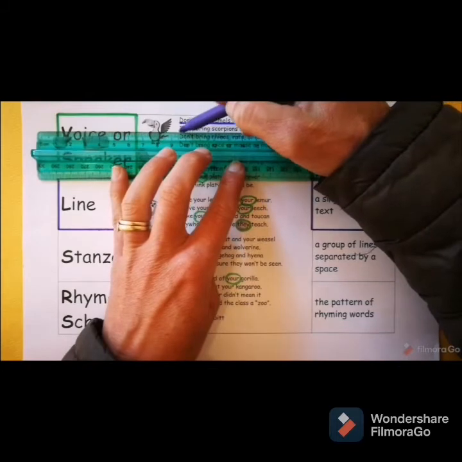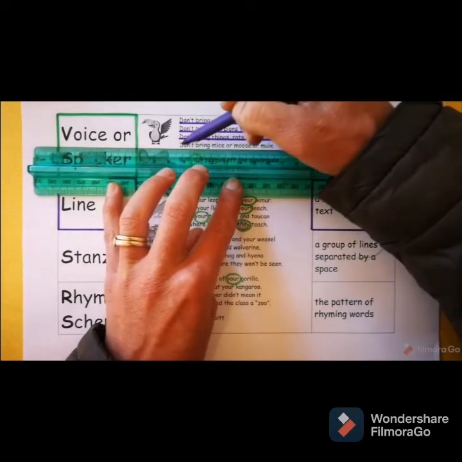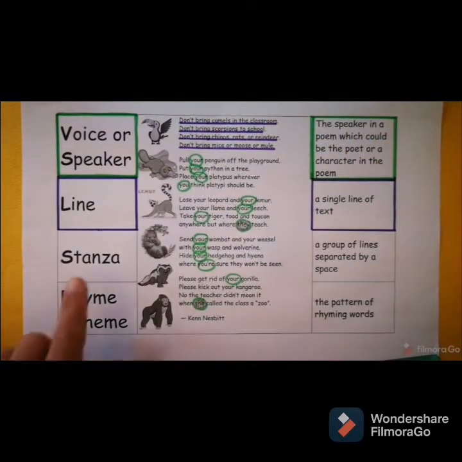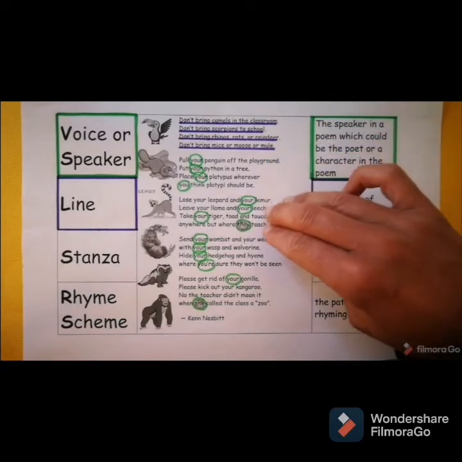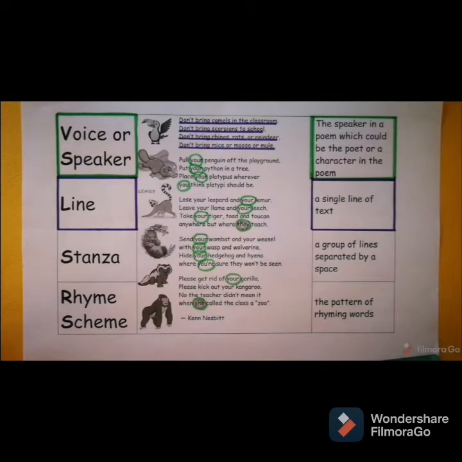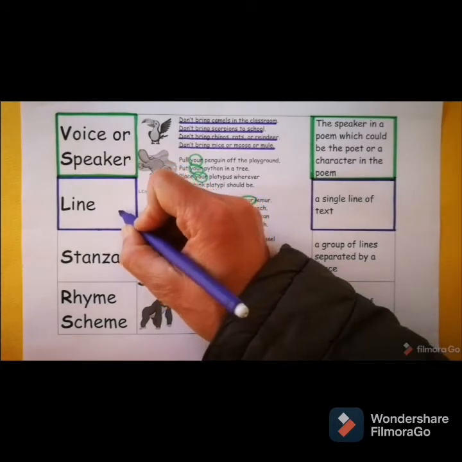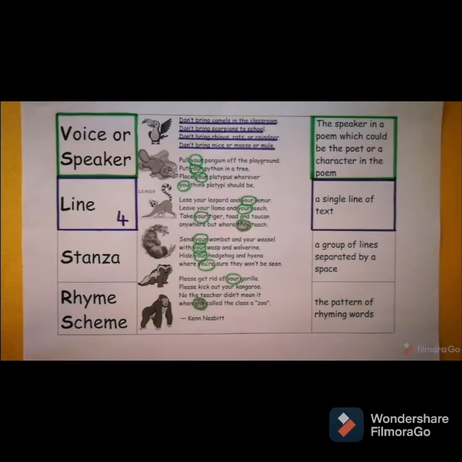1, 2, 3, 4. There are 4 lines in one stanza. So it's 4, 4, 4, 4, 4. 4 lines in each stanza. So I'm going to write the number 4 here. We have 4 lines in each stanza for this poem.